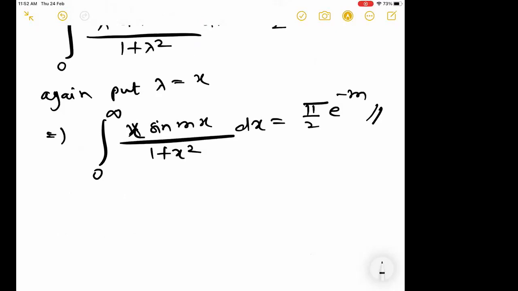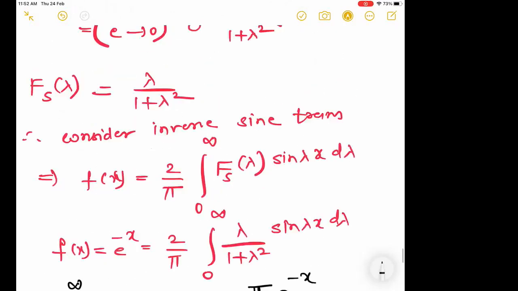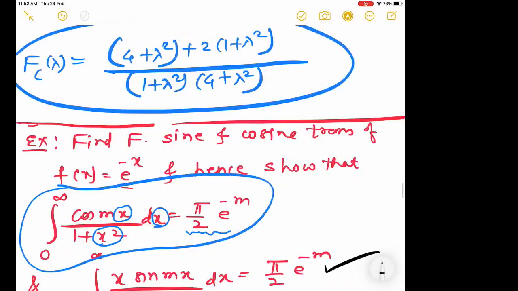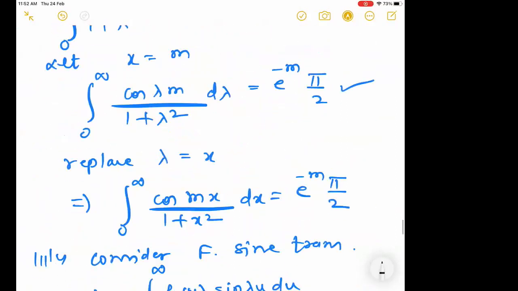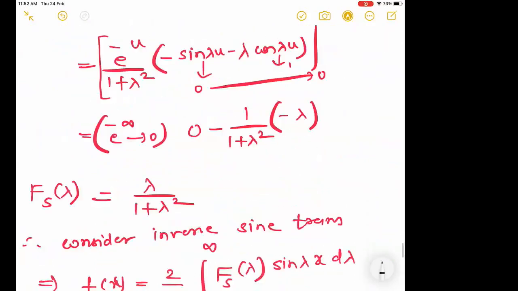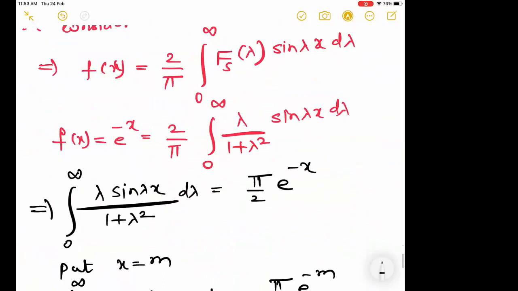f of x is equal to e raised to minus x, given, no? That is our function. This is your function. Asked to find sine cosine transform. So that we calculated and we got the answer in terms of lambda. But to get the inverse cosine or inverse sine transform, we need to substitute the answer for fc lambda and fs lambda, so that the original function will come. Original function is already given, that is e raised to minus x.